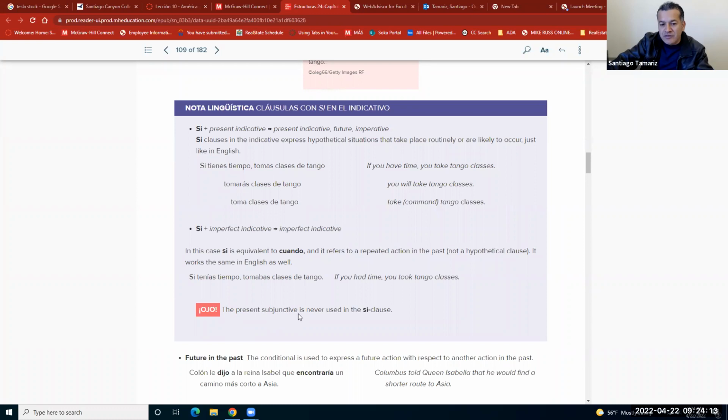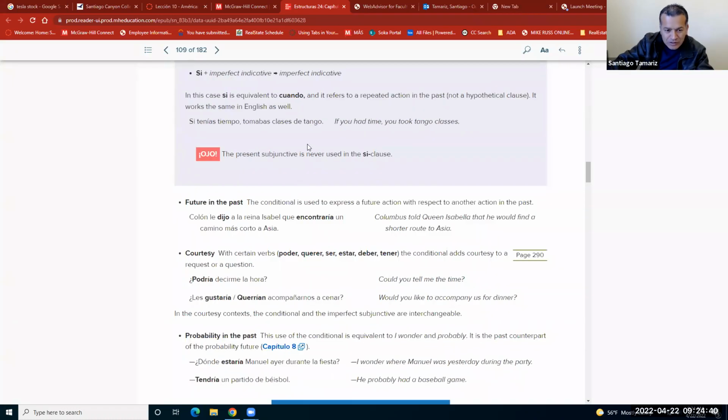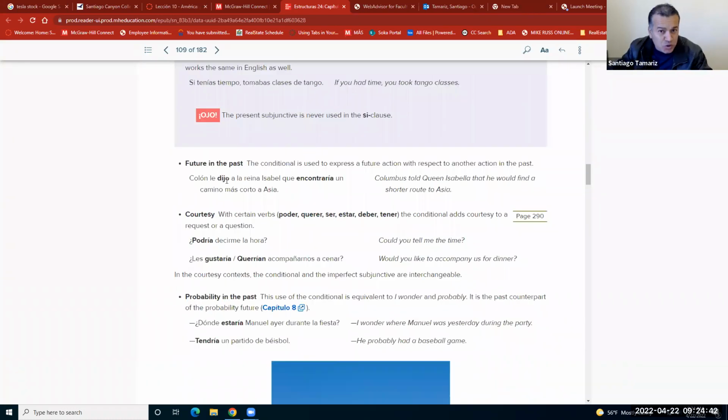Ojo, the present subjunctive is never used in the si clause. We never say si tenga tiempo, for example, never, never. We need to use the imperfect subjunctive with the si or any of these other tenses. Bien, present indicative, future, imperative. Bien, that's all for this rule. Now let's go to the next situations.